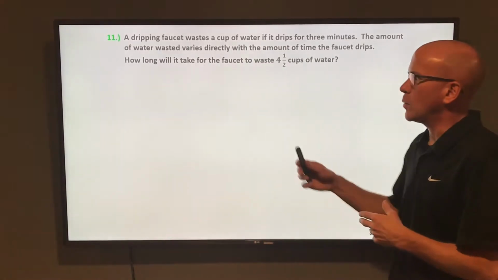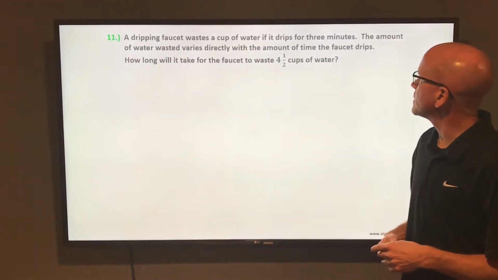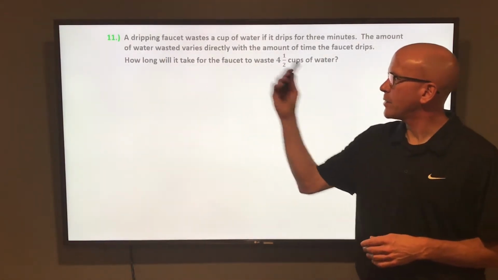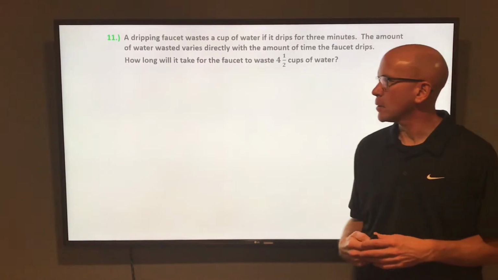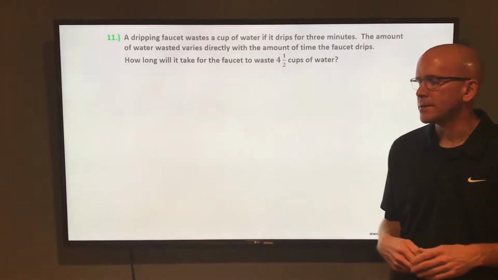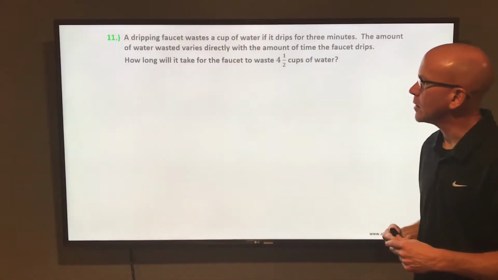A dripping faucet wastes a cup of water. If it drips for 3 minutes, the amount of water wasted varies directly with the amount of time the faucet drips. How long will it take for the faucet to waste 4.5 cups of water? I'd say it's time to fix this faucet. That's quite a bit coming up.